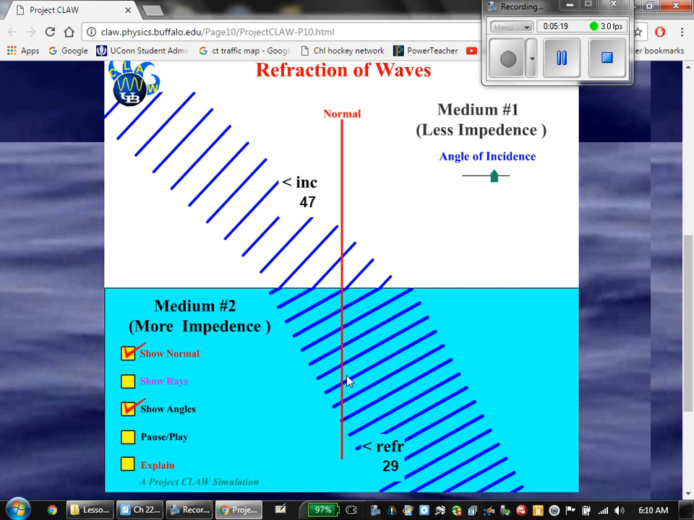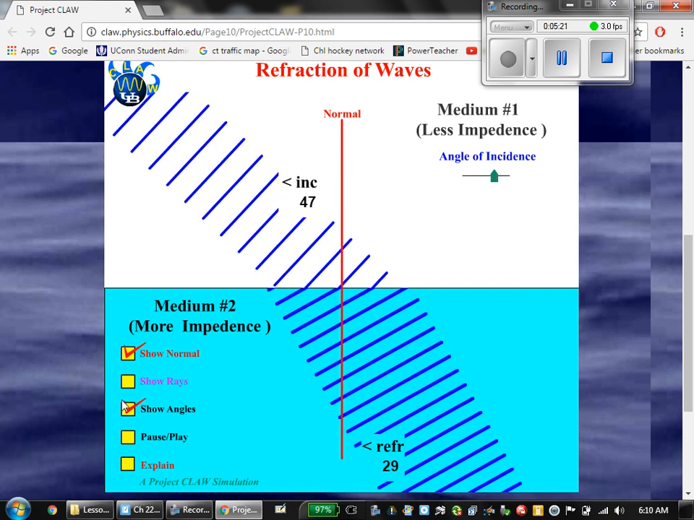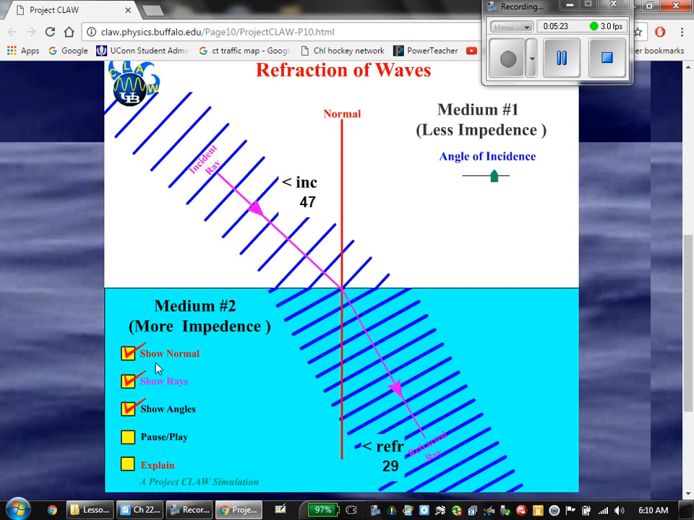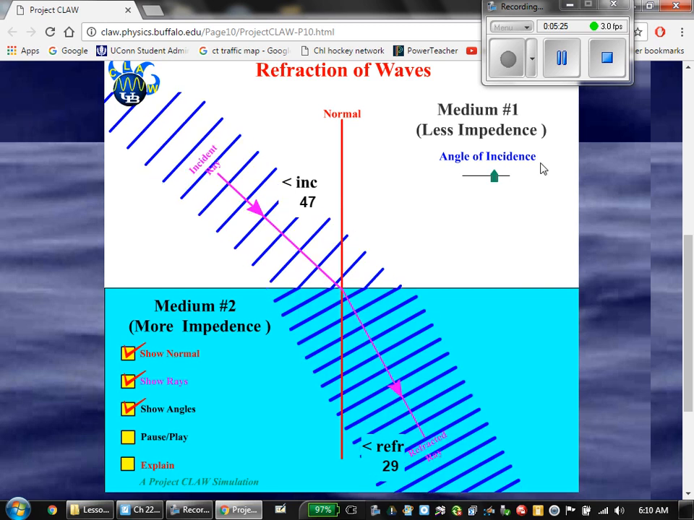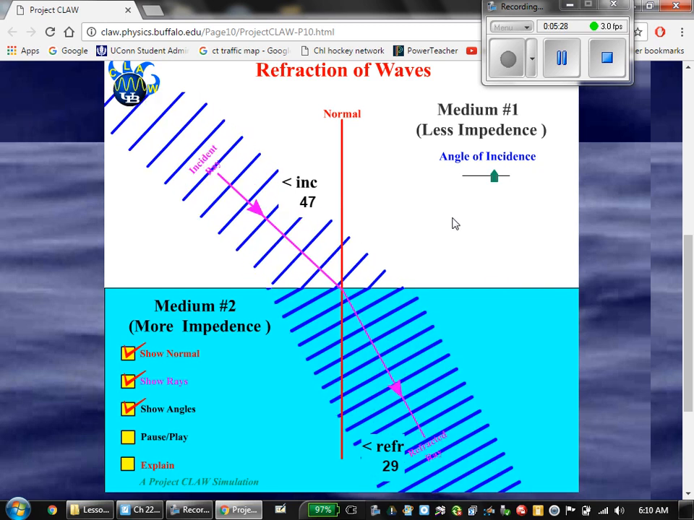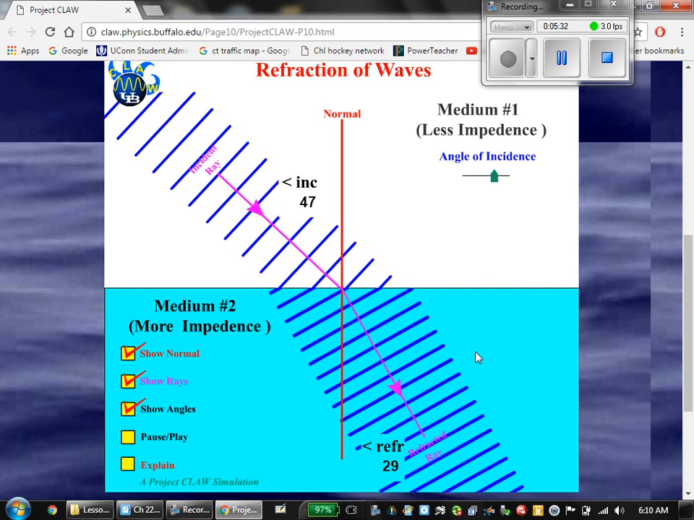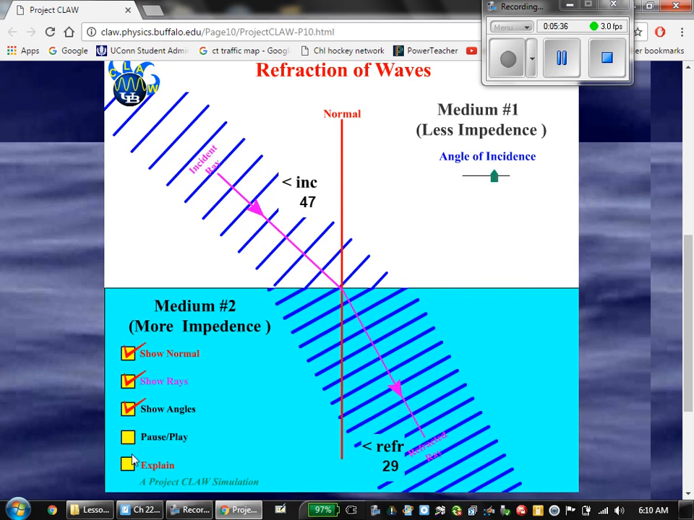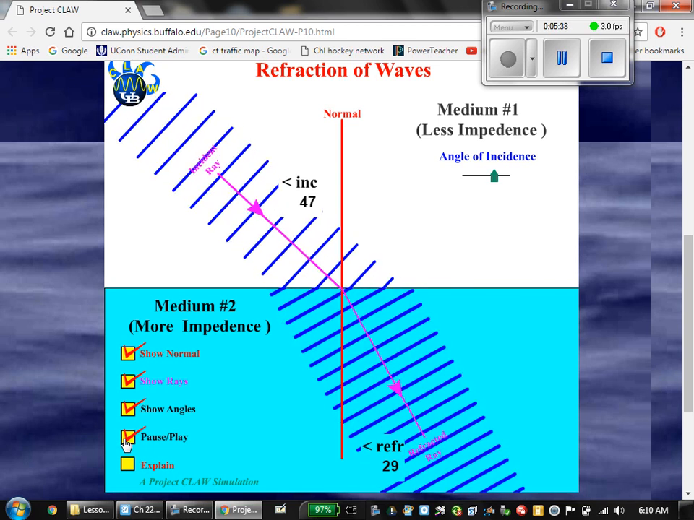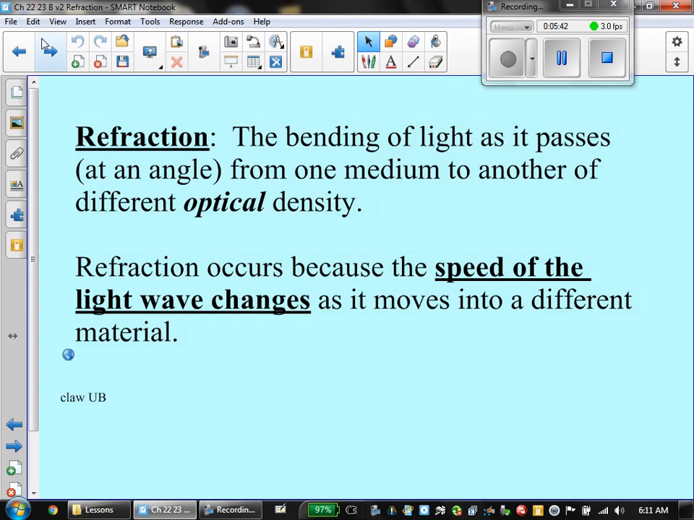It depends upon, and again we'll use the ray model, it depends upon the two media. What are the two materials? So how much bending occurs and how much the speed changes depends upon the two materials in question. Okay, and we may come back to this animation a little bit, see something else that's kind of important. So again, bending occurs as speed changes.